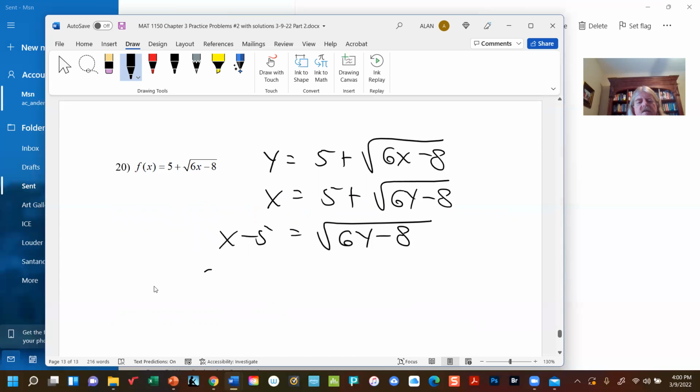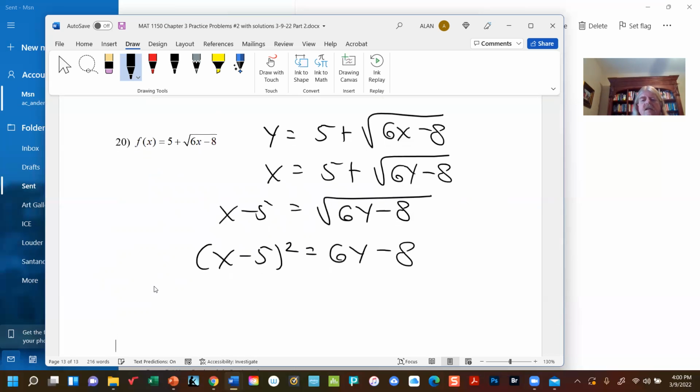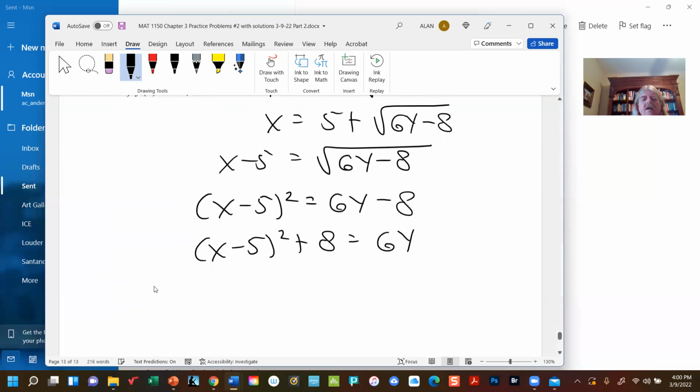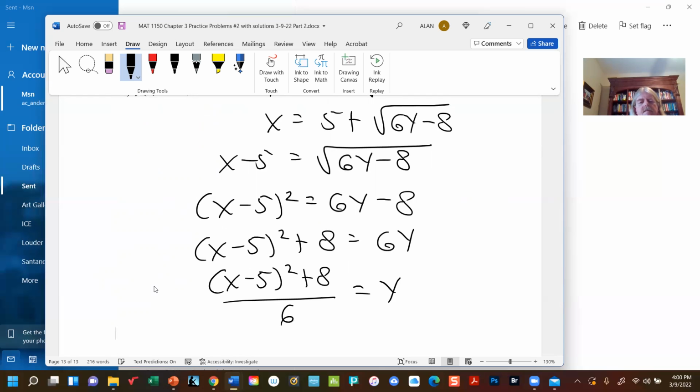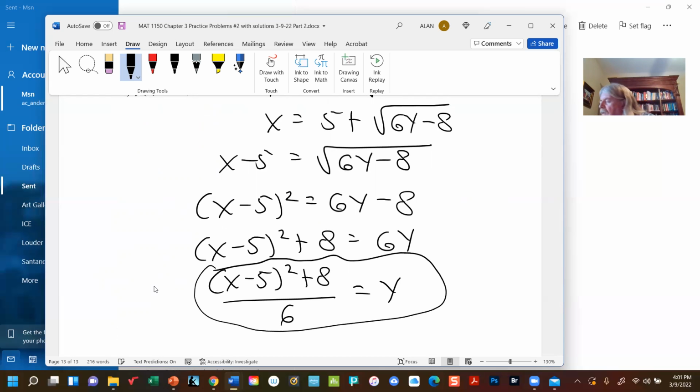And then we'll square both sides. Add 8. We'll divide by 6. Okay.